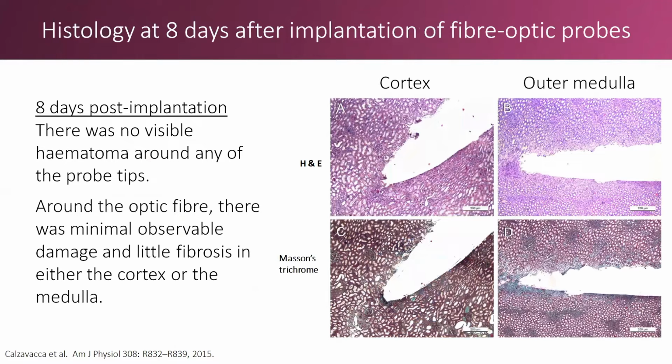Importantly, we found there was little damage to the kidney, and this shows the renal cortex and medulla after 8 days implantation of fiber optic probes. The top two panels show H&E staining, and the bottom panels show Masson's trichrome for fibrosis. And we could see no visible hematoma around any of the probe tips. And around the probes, there was minimal observable damage and little fibrosis in either the cortex or the medulla.